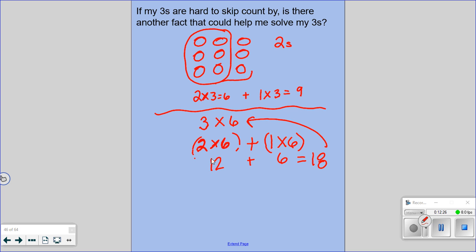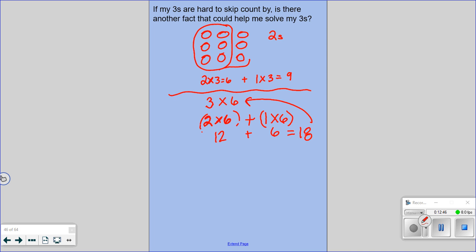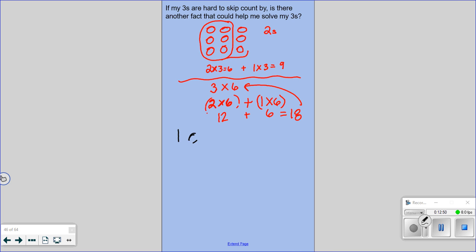You were able to figure that out on your own. That's awesome. So this is another strategy. If you're not good with your skip counts of 3s, you can use your 2s. You can use your 2s and then add 1 more group. Let's write that down. I can use my 2s.